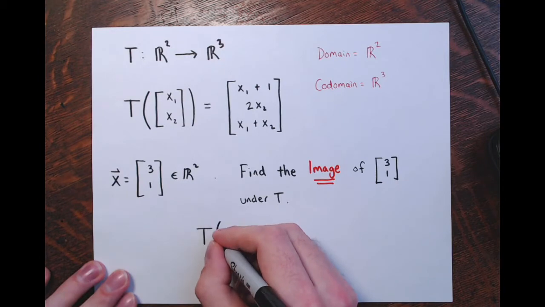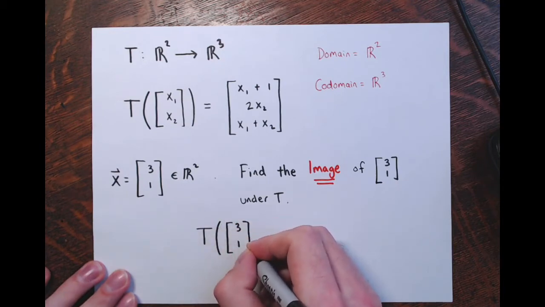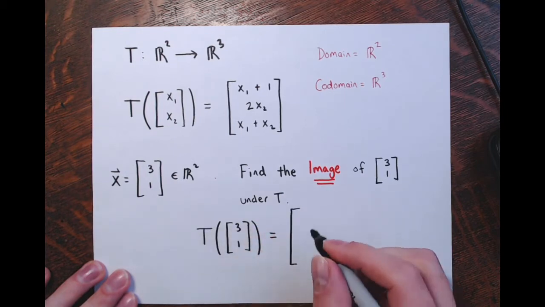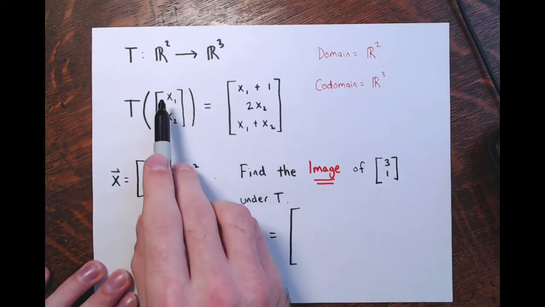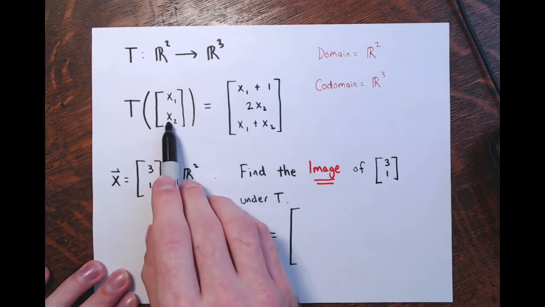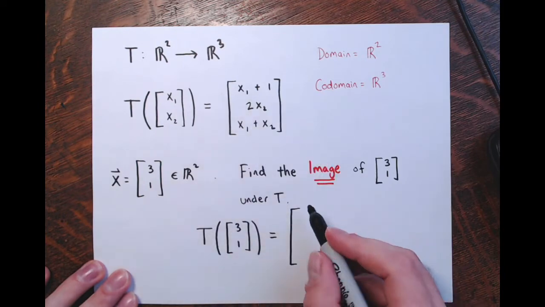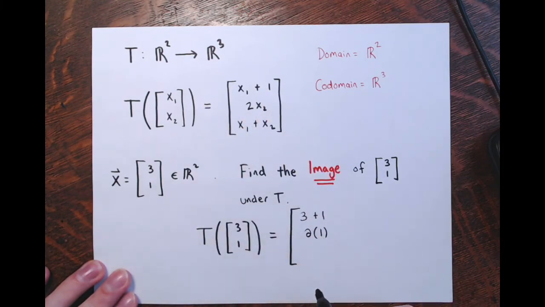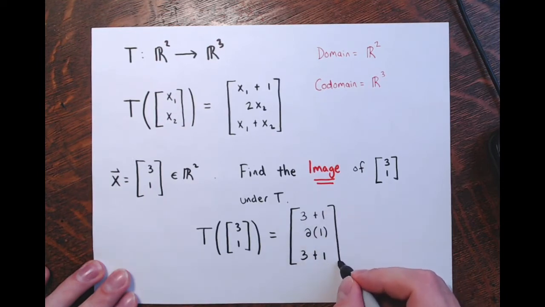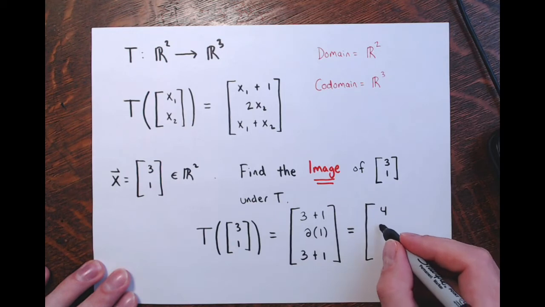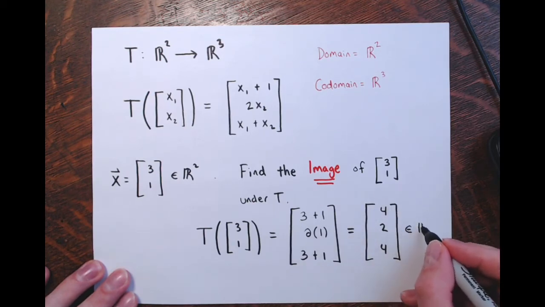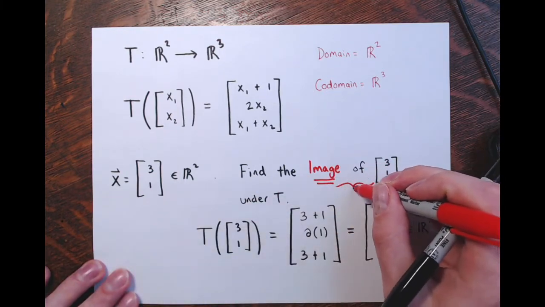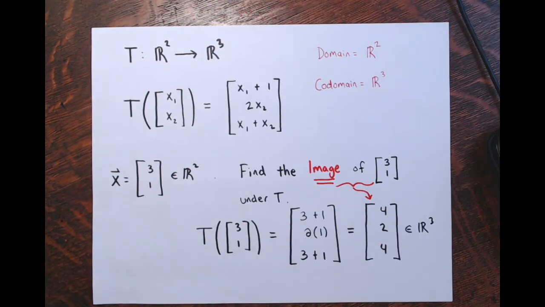So let's apply this rule. So T of vector 3, 1 is equal to, and then just getting this output vector with three components. And you see I'm replacing every x1 over here with 3, and replacing all the x2s with 1. So we have x1 plus 1, or 3 plus 1, which will simplify. Second component, 2 times x2, so 2 times 1. Third component, x1, 3, plus x2 is 1. So the image of 3, 1 under this transformation T is this vector from R3 with components 4, 2, and 4 again. And this belongs to R3. But this would be considered the image of vector 3, 1, this vector 4, 2, 4.